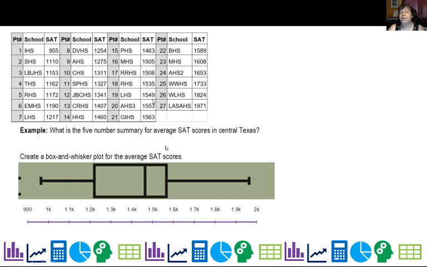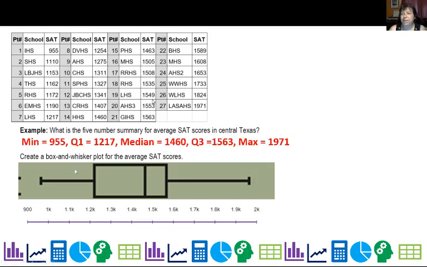Now let's go ahead and take a look at the data we have here. What is the 5-number summary? Well, we've already kind of derived all that. We said the min is easy to pick out. It's 955. We already talked about Q1. We already talked about the median and Q3. And the max is right there at 1971.